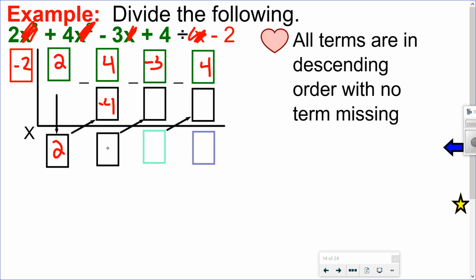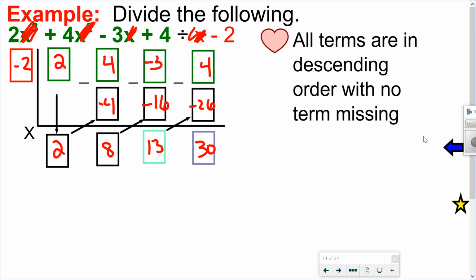So 4 take away negative 4 is 8. So multiply is negative 16. And negative 3 take away a negative 16 is positive 13. And then I multiply and subtract. 4 take away negative 26 is 30.